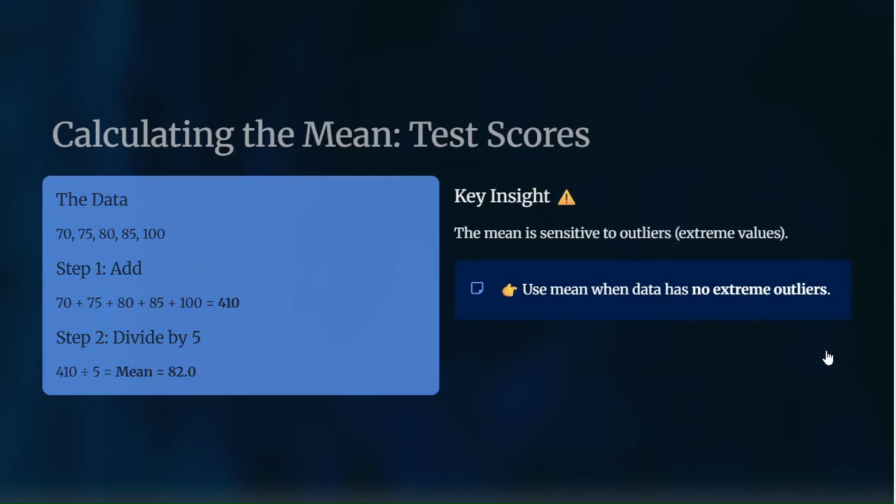One very high value, like a score of 100, can pull the mean up, making it seem higher than most scores actually are. So the mean is very sensitive to outliers. Those are extreme values. Therefore, use the mean when the data has no extreme outliers.